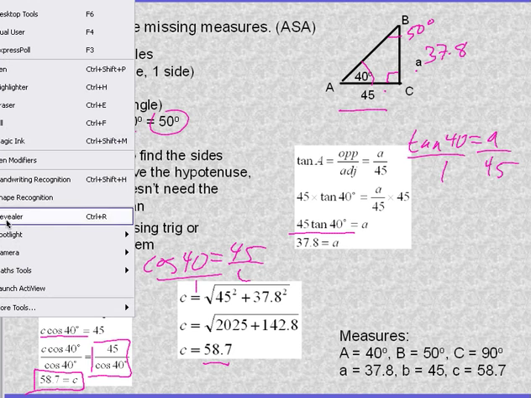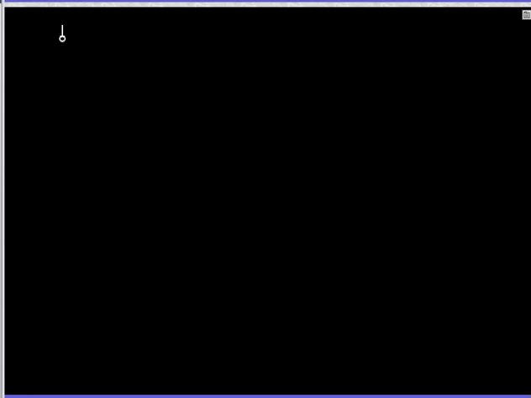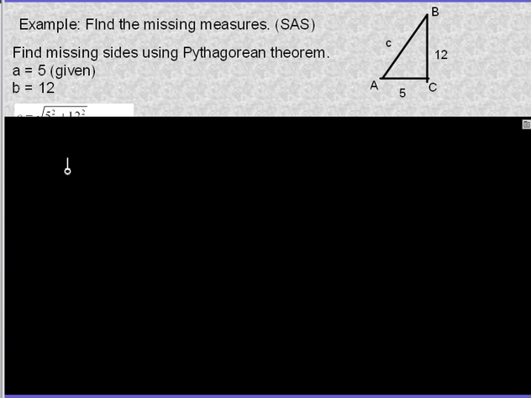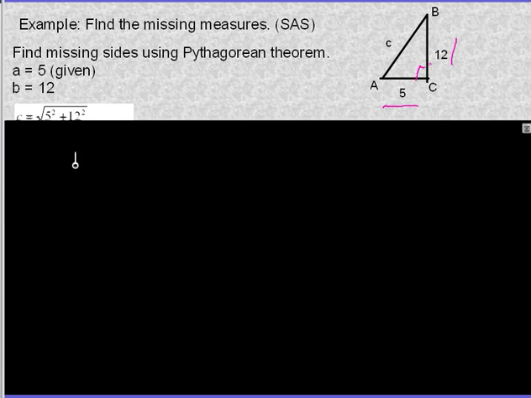All right, here is a third type of problem. Find the missing measures, side, angle, side. So I have two sides here. The only angle I know is my right angle, which is C. So I can't find A and B using triangle sum. So I'm going to start by finding the missing side. Just use the Pythagorean theorem. You could use trig as well. And I'm going to end up with 13.